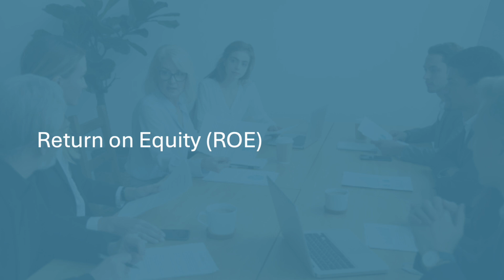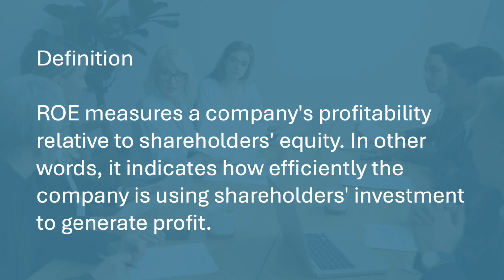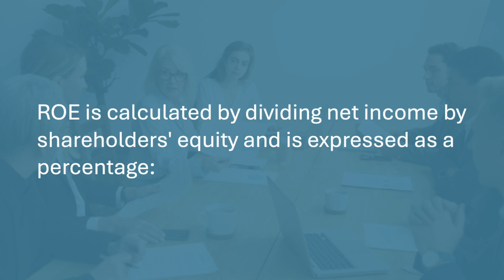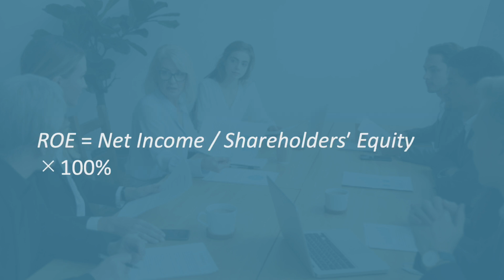Return on equity, ROE. Definition: ROE measures a company's profitability relative to shareholders' equity. In other words, it indicates how efficiently the company is using shareholders' investment to generate profit. ROE is calculated by dividing net income by shareholders' equity and is expressed as a percentage. ROE equals net income over shareholders' equity times 100%.